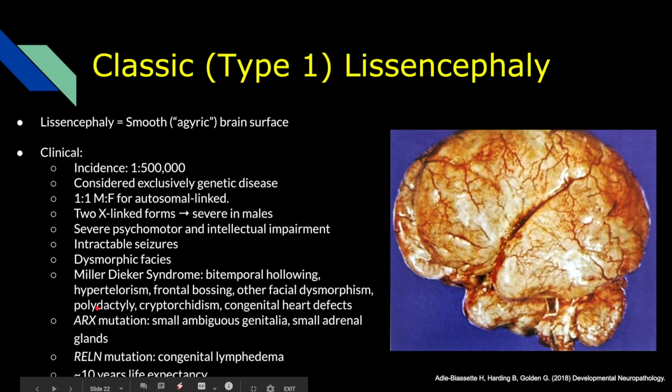ARX is another form of this disorder that's good to know. It's one of the X-linked disorders, and usually manifests with ambiguous genitalia and small adrenal glands.